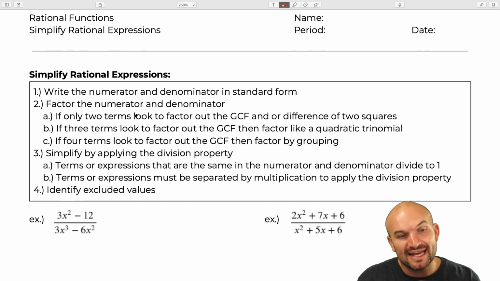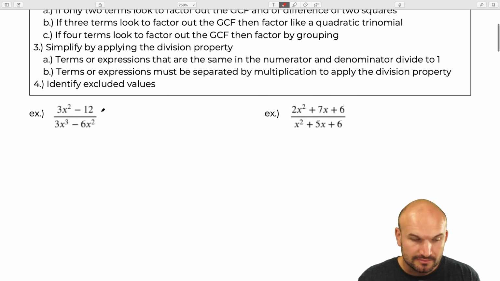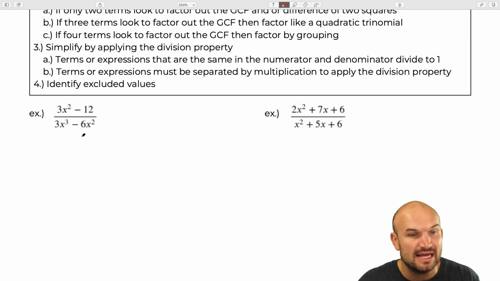I definitely recommend looking at them and following the process, but it's not that you have to do this step and then that step. It's really just there as a guide to help you along. I'm going to work through these step by step and practice simplifying our rational expressions, as well as identifying the excluded values that we talked about in the notes.